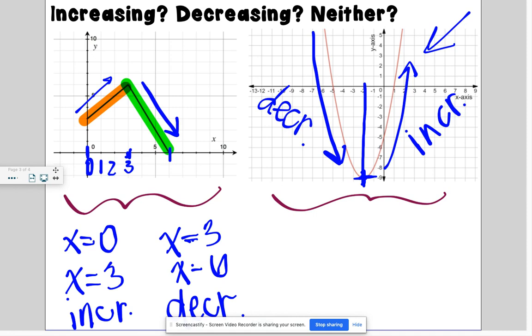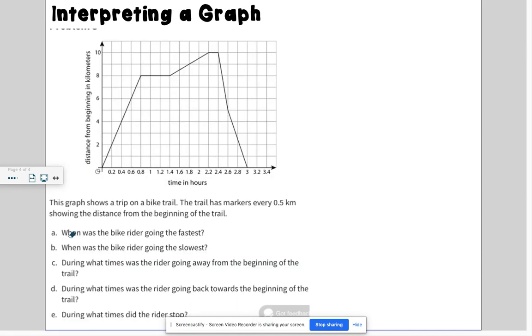All right, so we've looked at linear, nonlinear, increasing, decreasing, and now we're going to look at how these different things affect a graph of like a word problem. So how we can use these different things to interpret what's going on inside of a situation. So we're going to look at this graph here. We've got a little situation going on. I'll read through it for us.